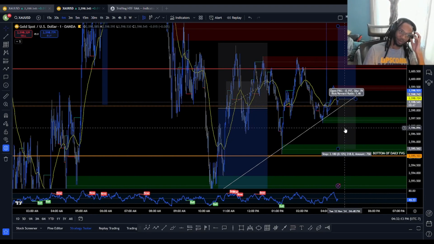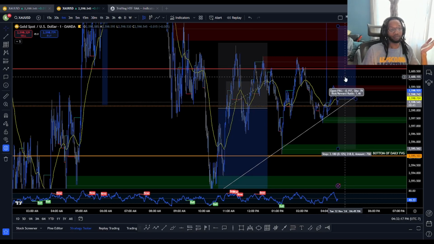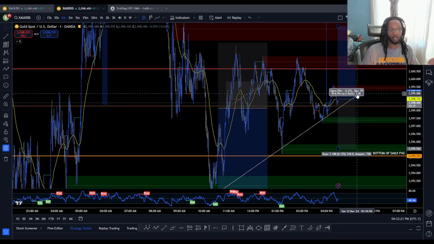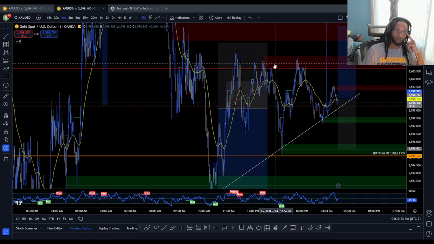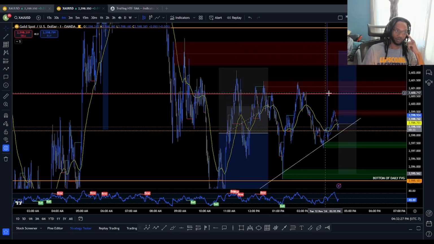Yeah. But this is also one of the situations where you just wait for the extension, because if it breaks this, I would expect it to continue to make a higher high. My only problem with this whole setup is this flat right here. This is also the 15-minute.